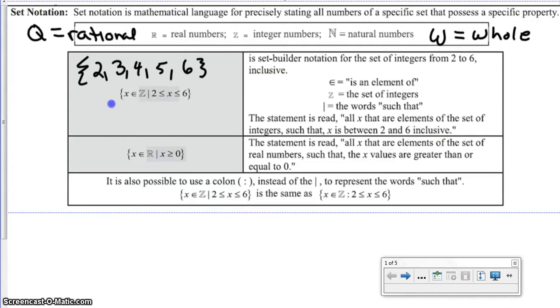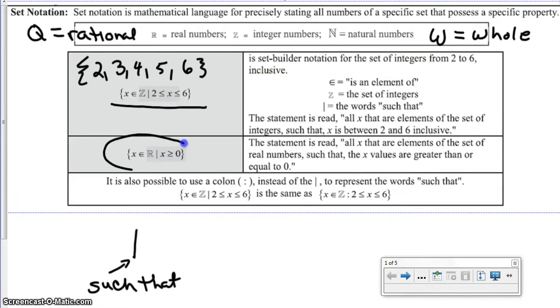But in this case, with set builder notation, I tell you that the value I choose, that's why I use X, is an element of the integers, okay, such that, that's what this line says. That line stands for such that, X is a value between 2 and 6 inclusively.